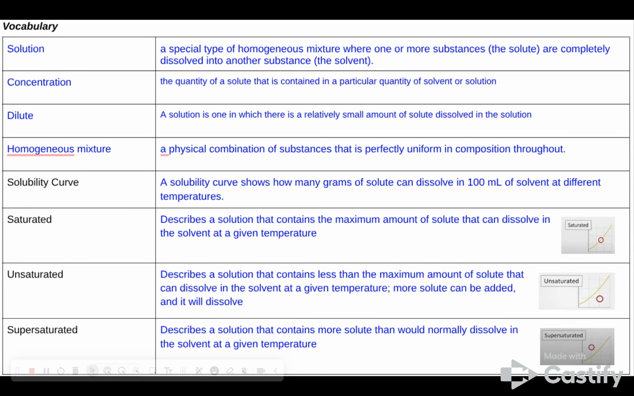So here's a review of the vocabulary words. Take a minute here to read through the vocabulary words to make sure you know the names and definitions.